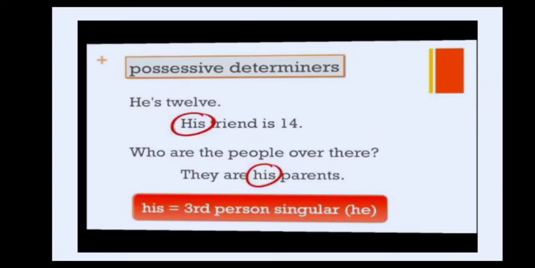Suppose he is 12, his friend is 14. Now see, his, that means I am talking about a specific person. That means whose friend? His friend. Suppose if I say I and my friend, that means only my friend, not your friend or someone else's friend. Only I and my friend are going to visit a certain place.